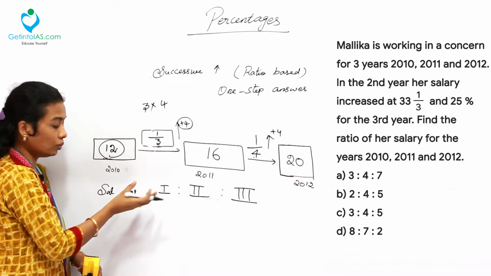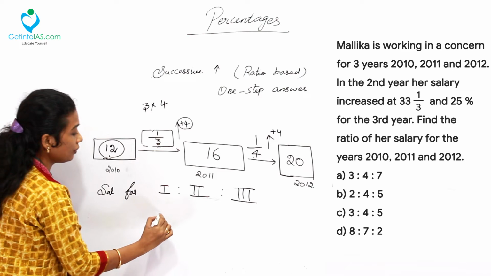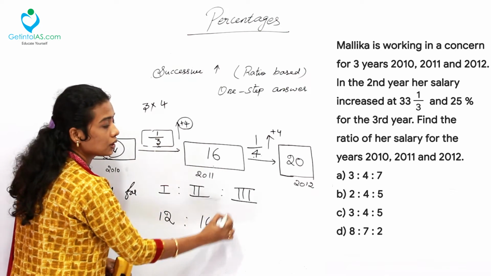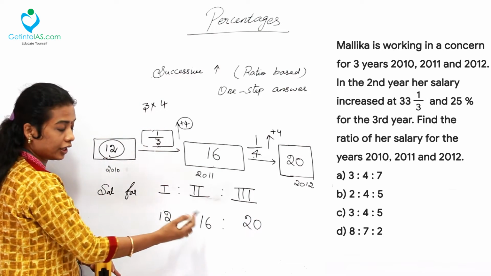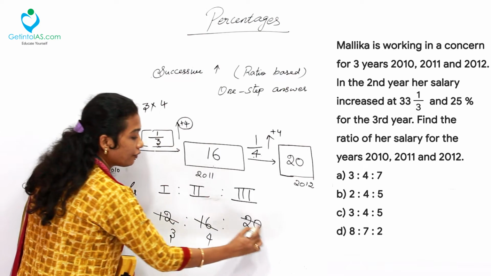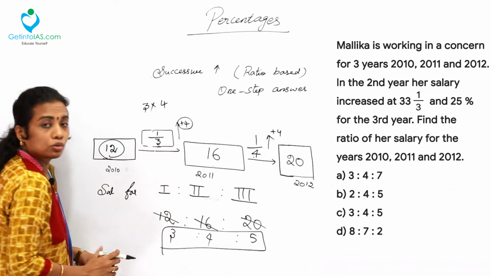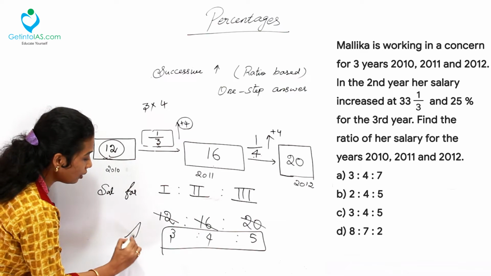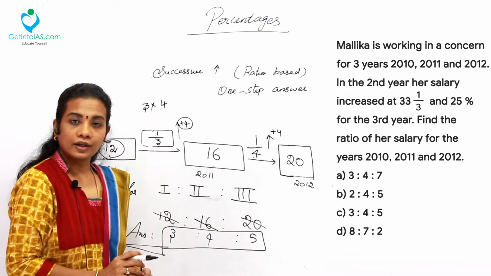Now let's write down salary for the first year, second year and third year. First year 12 units, second year 16 units, third year 20 units. Simply you can cancel. Now you can take 4 table over here. 3 times 4, 4 times 4 and 5 times 4. Hereafter we will not be able to simplify again. So 3:4:5 being the final answer. So option C is the correct answer.